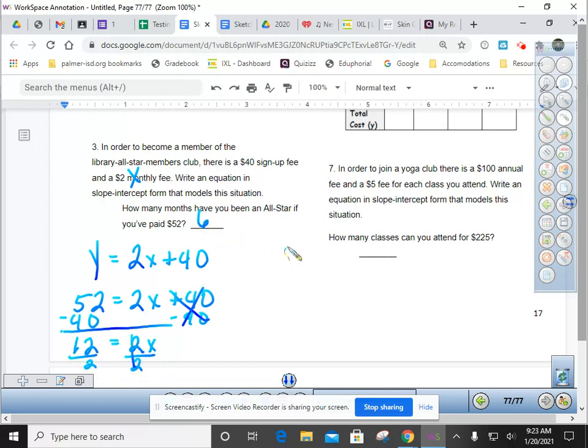This is easy. You do not have to flip them unless you want to. The only time you really have to flip them is when it's an inequality, and that's not what we're doing here. But if it helps you to flip it, put 2x plus 40 equals 52, by all means, flip it.